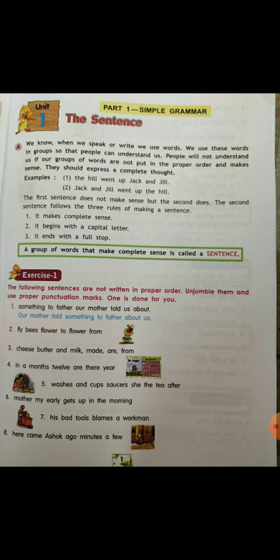So, what is a sentence? A group of words, when they are arranged properly, they make complete sense. They begin with a capital letter and end with a full stop. Then it becomes a sentence. I hope you have understood this part of the lesson. What do we mean by a sentence? A group of words that make complete sense is a sentence. They should begin with a capital letter, end with a full stop, and they should make complete sense.